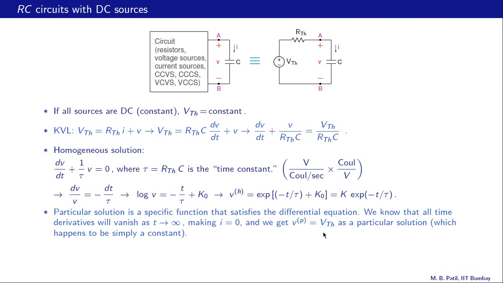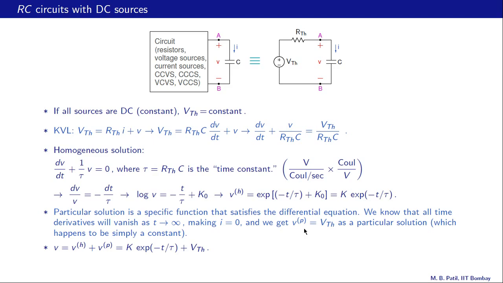And let us check that this solution does indeed satisfy the differential equation. Let us substitute V equal to VTH in this equation here. Since VTH is a constant, dVTH/dt would be 0, and then we have on the left hand side VTH divided by RTH times C, and that is precisely the same as the right hand side. So therefore this particular solution does satisfy our ordinary differential equation. Alright.